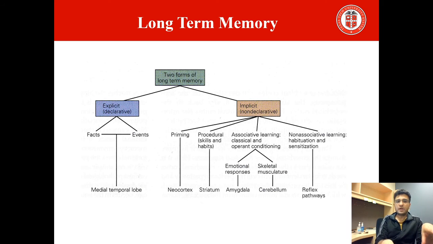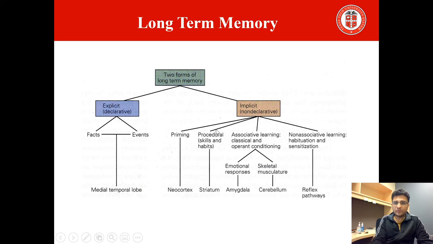Now let's move on to long-term memory. It's of two types: explicit, which is easy to describe, and implicit, which is not easy to describe, and of course it is more practical to do. It can be demonstrated but not described easily. We have a lot of types related to these memories: about the facts, which is semantic, and related to episodes, which is episodic.